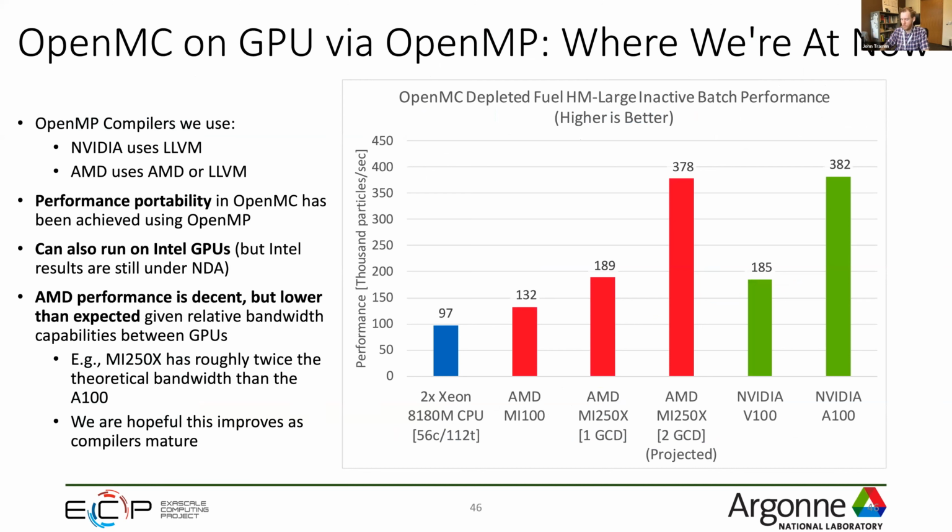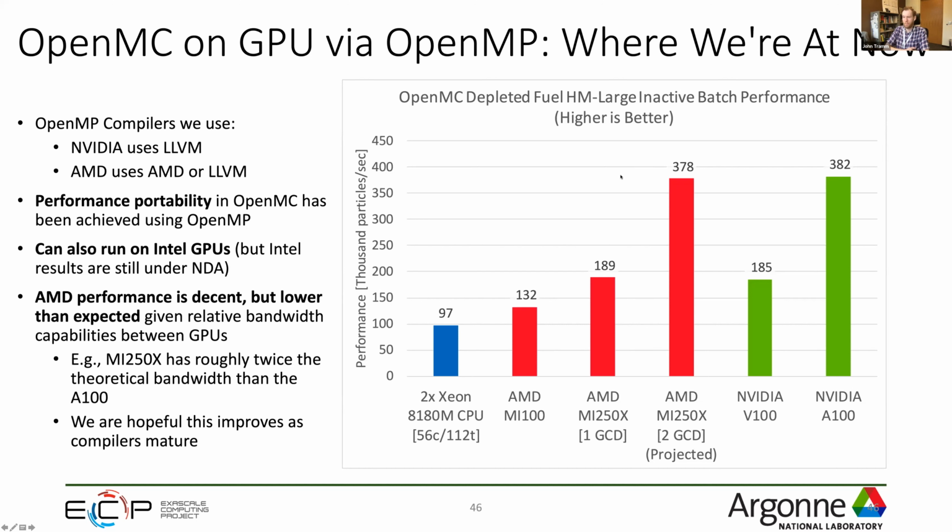So where we're at now, just as a check-in in terms of performance, we did choose OpenMP, and that has allowed us to run in a portable manner across a variety of GPUs. We can also run on Intel as well. I just can't show those results right now because they're under NDA. But on AMD and NVIDIA, we're getting speed ups compared to a CPU. On NVIDIA in particular, we're getting really great performance. AMD is less impressive, given that the MI250X, for instance, has about twice the theoretical bandwidth of the NVIDIA A100, but it's getting about the same performance.